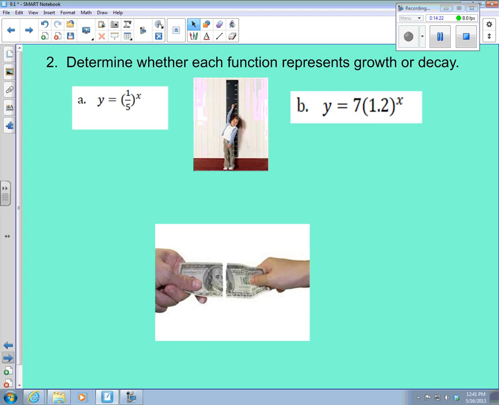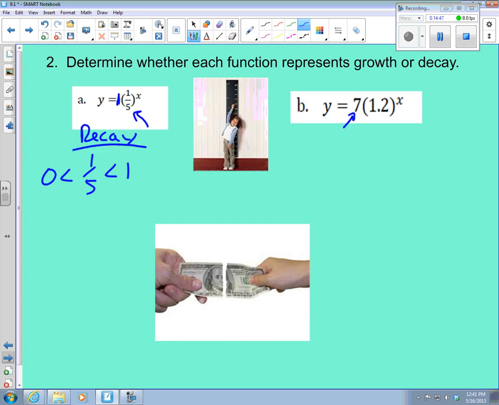So looking at this one, 1/5 is to the x power, so that's your b. My a in this case would be 1 here. If there's nothing there, it's 1. 1/5, your b now is less than 1 and greater than 0, between 0 and 1. So it's an example of decay.